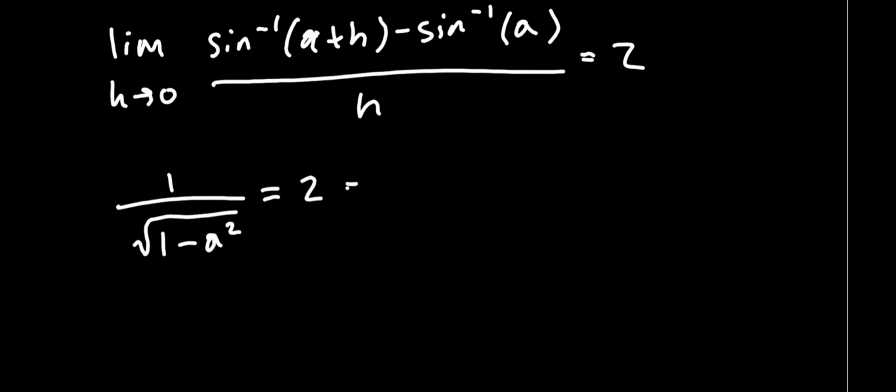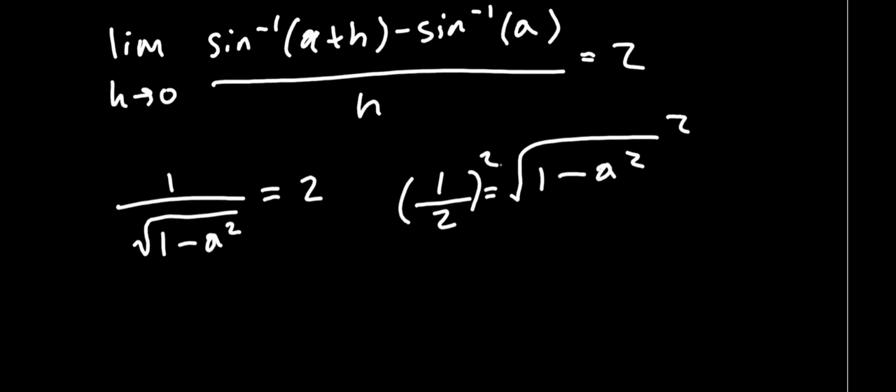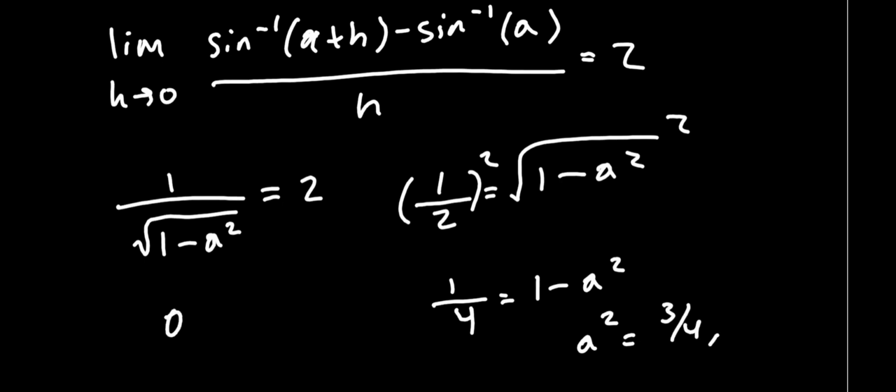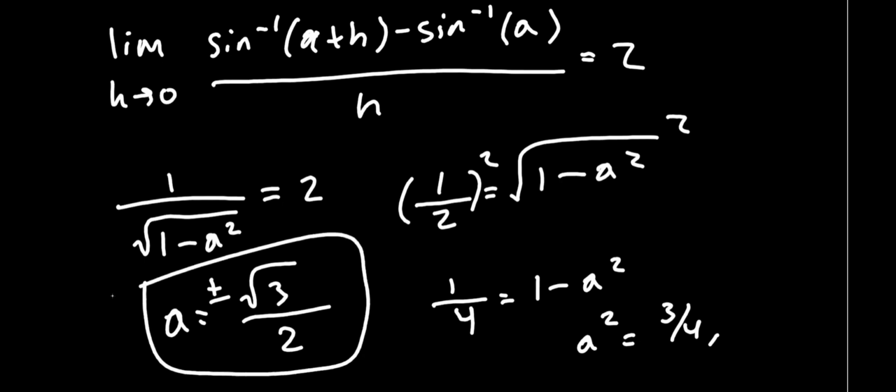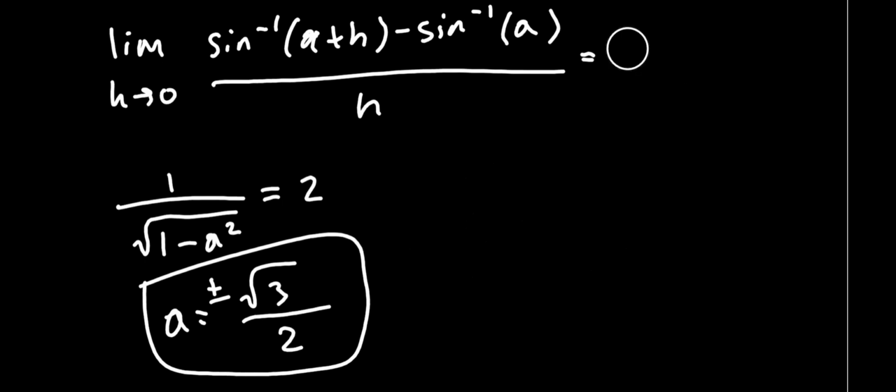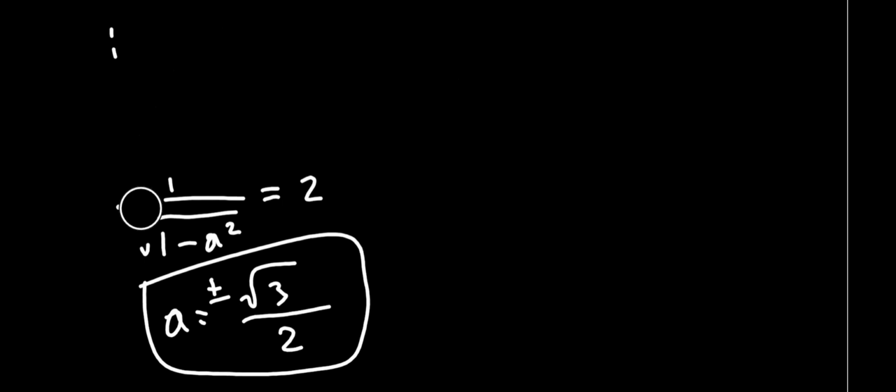If you do the math on this, if you swap these two, you're going to get 1/2 is equal to the square root of 1 minus a squared. If you square both sides, you're going to get 1/4 is equal to 1 minus a squared. You're going to get a squared equals 3/4, and that a in total is equal to plus or minus the square root of 3 over 2. And that is that problem. Pretty simple once you get the pattern. Okay, let's move on to the next problem.